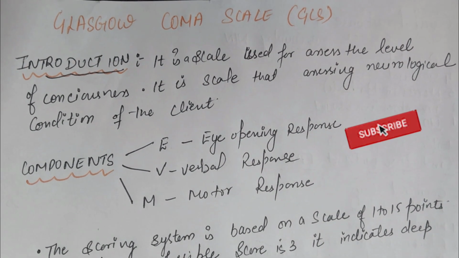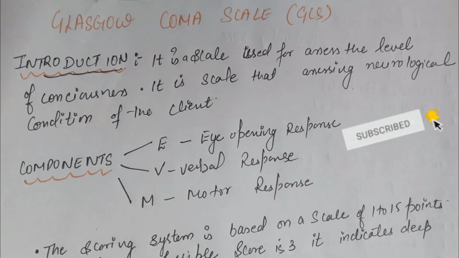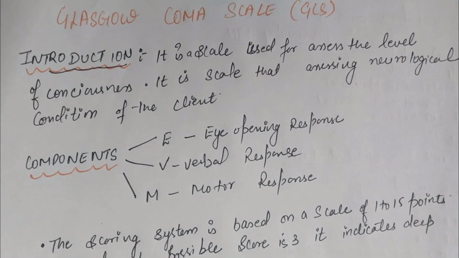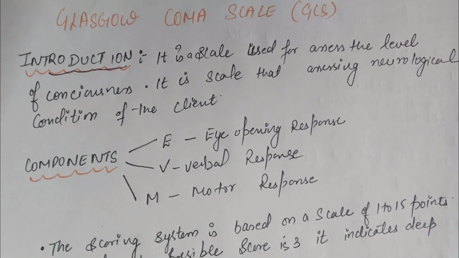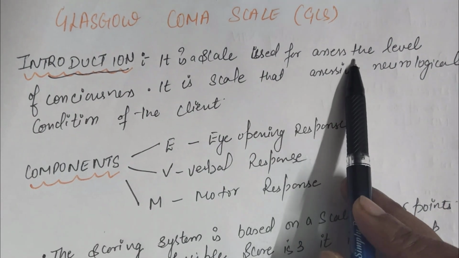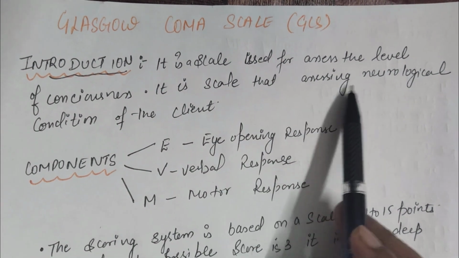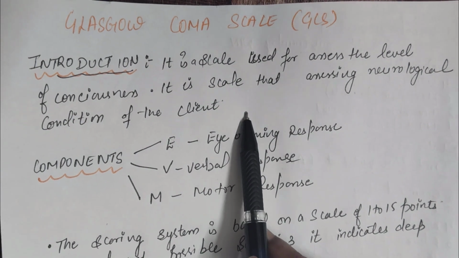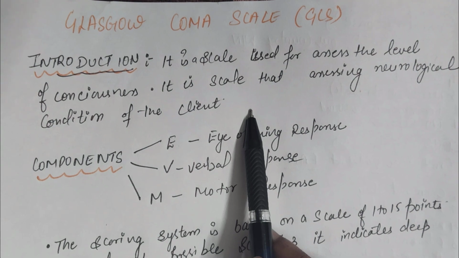Today I am going to discuss with you regarding the Glasgow Coma Scale, that is also called GCS. GCS is used to objectively describe the extent of impaired consciousness in all types of acute medical and trauma patients. It is a scale used to assess the level of consciousness. It is a scale for assessing the neurological condition of the client. So it is mainly used for neurological patients to assess the level of consciousness of the patient.